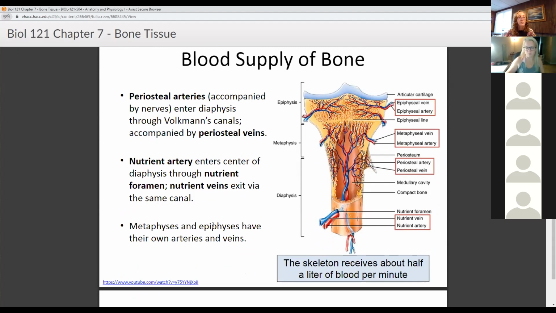Blood supply to bone. Periosteal arteries enter the diaphysis through the Volkmann canals. They are accompanied by periosteal veins. So here's periosteal arteries moving in through the nutrient foramina. And they're accompanied by periosteal veins.